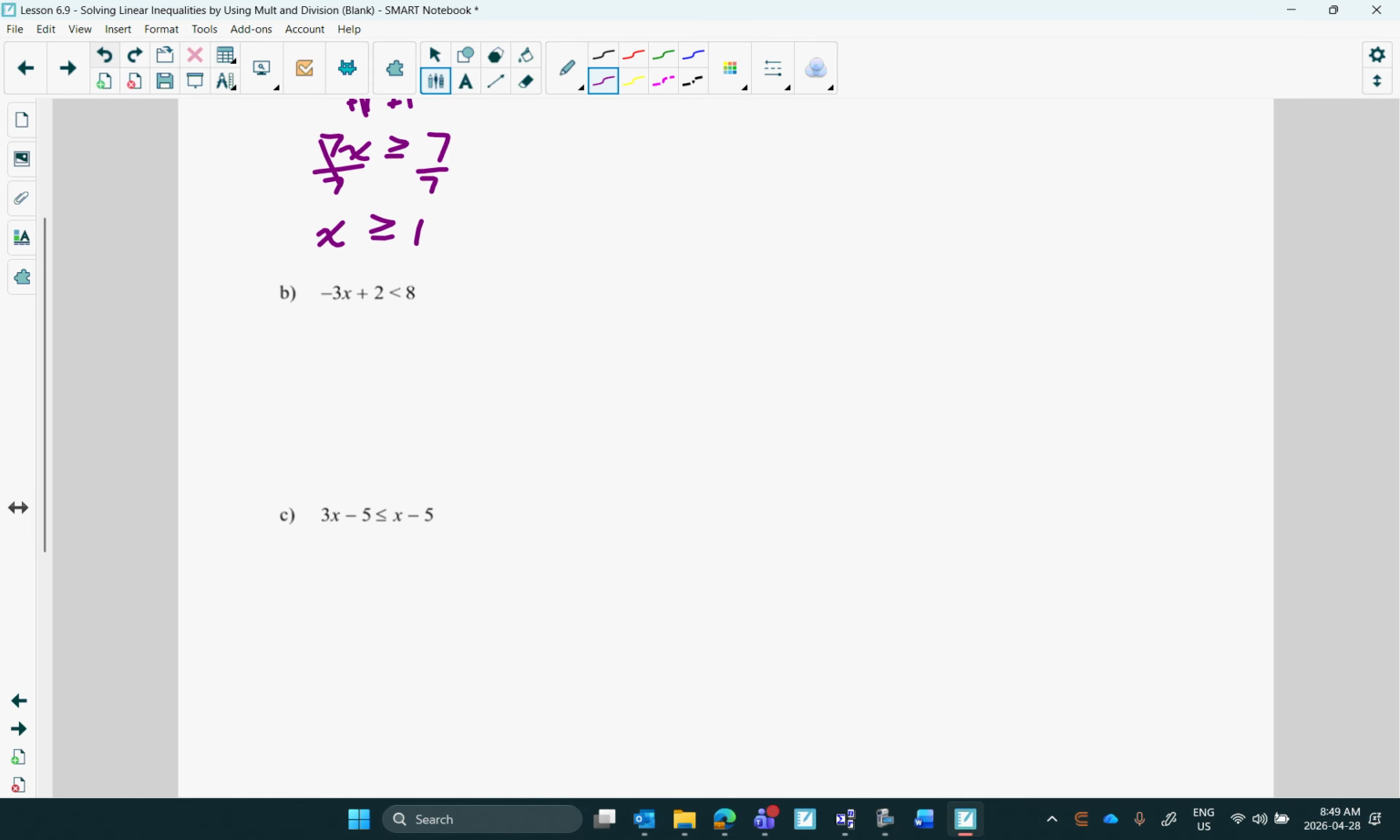How about this one? Subtract 2 from both sides. And I get negative 3x less than 6. Whoops, negative 3x. And then divide by negative 3. Divide by negative 3. And then x greater than. Right, we reverse. Gotta reverse. Greater than negative 2. Yeah, so we gotta reverse.